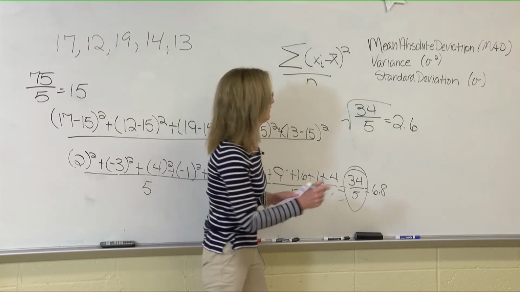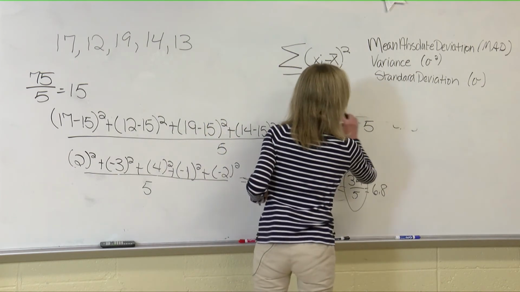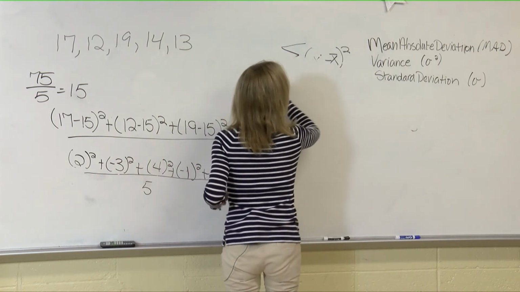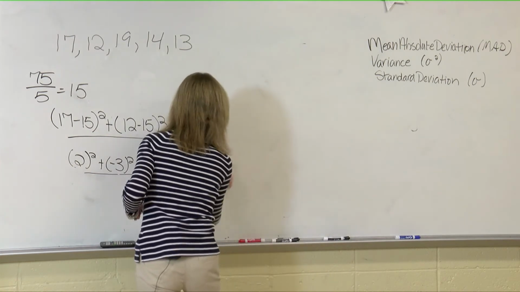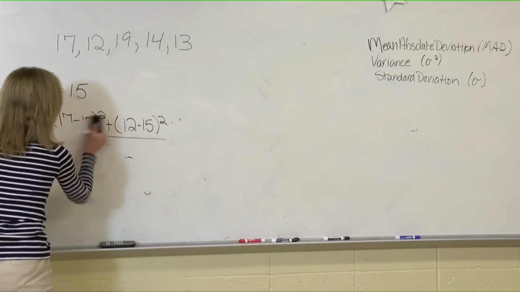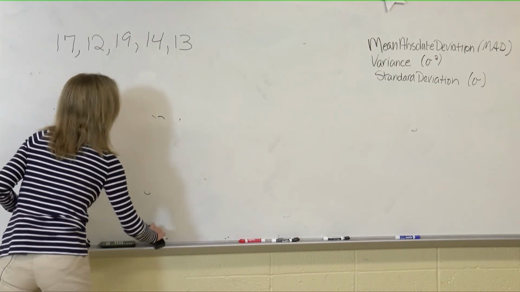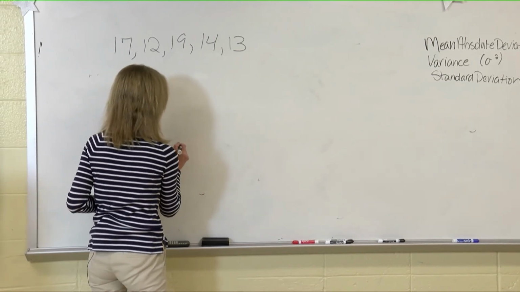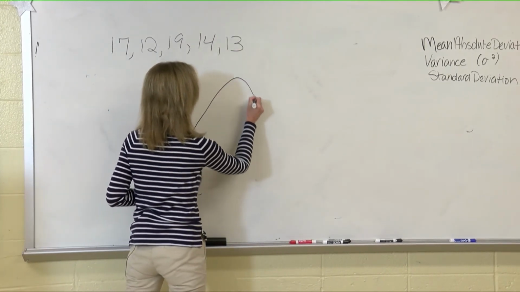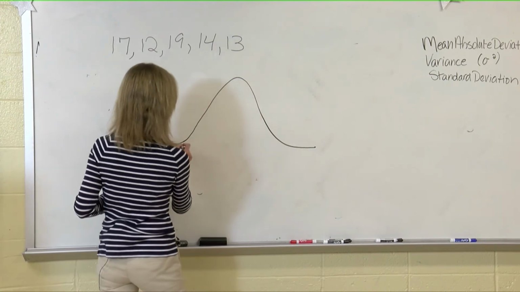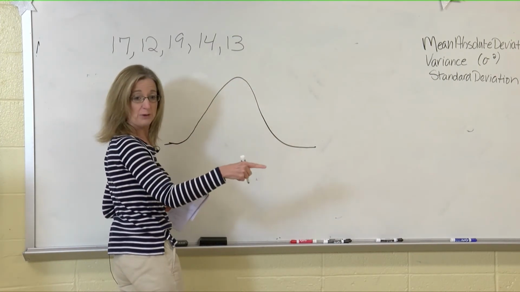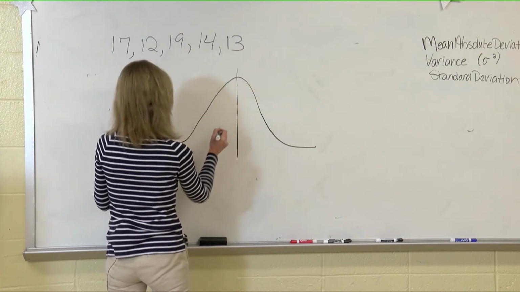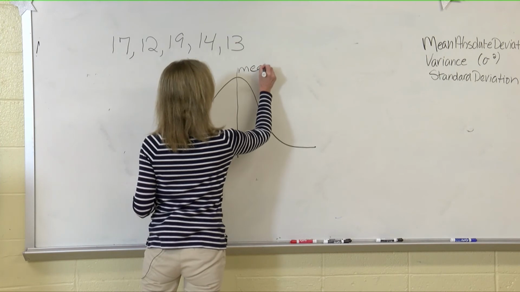Now, one thing I want to bring up real quickly is something that your standard deviation will show you. Now, don't make fun of my drawing because I can't draw that well. But when you have your normal bell curve that looks something like this, like a little bell upside down, and you've got your standard deviation, this is your mean right here.